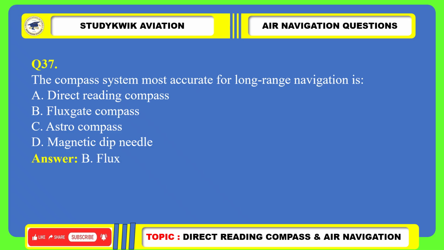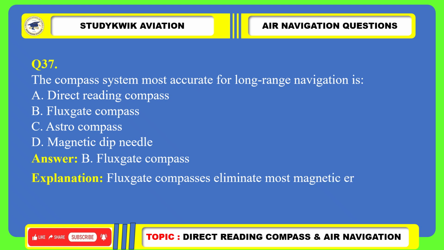The correct answer is B. Flux gate compass. Flux gate compasses eliminate most magnetic errors and integrate with gyros.